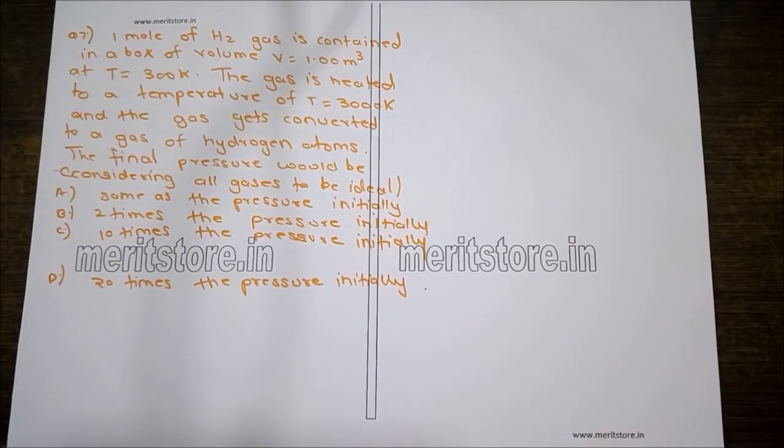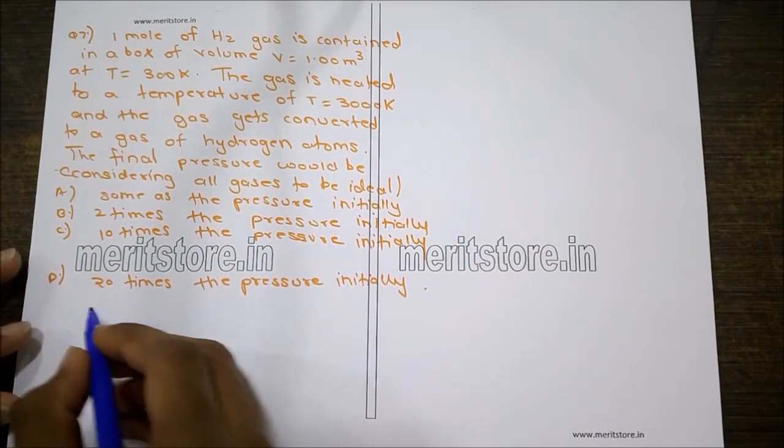1 mole of hydrogen gas is contained in a box of volume 1 meter cube at temperature T equal to 300 Kelvin. The gas is heated to a temperature of T equal to 3000 Kelvin and the gas gets converted to a gas of hydrogen atoms. The final pressure would be, the condition is given that consider all the gases to be ideal. So the options given are same as the pressure initially, 2 times the pressure initially, 10 times the pressure initially, and 20 times the pressure initially.